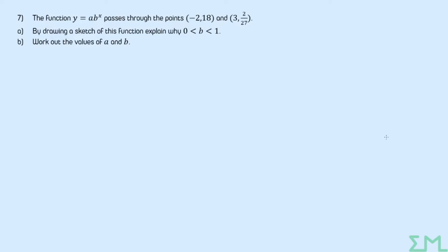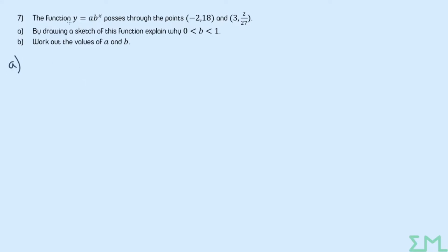We've got a very similar one. We've got points here, we've got negatives, and we've got fractions going on, so this is going to be a little bit trickier. And we've got a slightly different question to begin with as well here. By drawing a sketch of this function, explain why b is between 0 and 1. Okay, so a bit of sketching here.